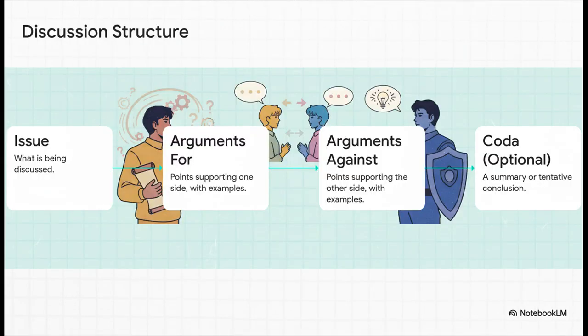To build a solid discussion, you first state the issue nice and clear. Then, you lay out all the arguments for one side with good examples. Then you do the exact same thing for the arguments against it. You can finish with a coda to summarize, but the key here is that your goal is to explore the topic, not to persuade anyone.